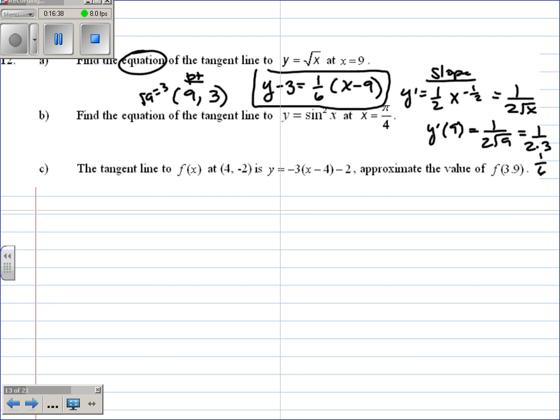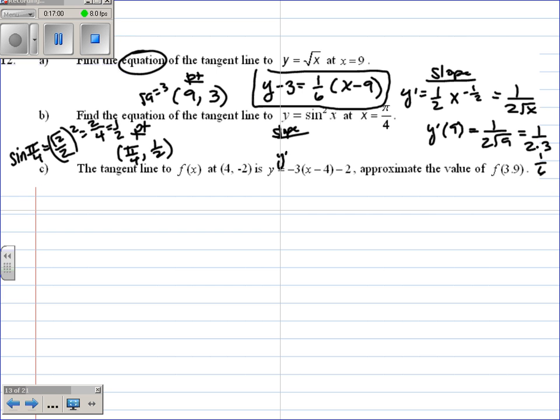Okay, letter B. Line tangent, again point, slope. So your point is pi/4, comma the sine of pi/4 is √2/2, but we're supposed to square it. So if I square this, it would be 2/4, which is 1/2.